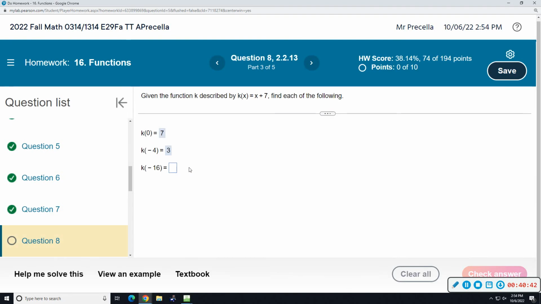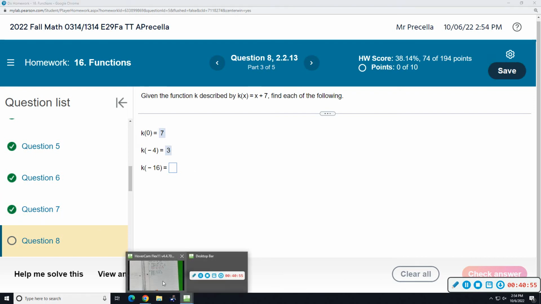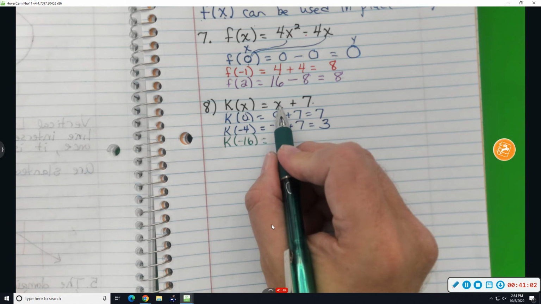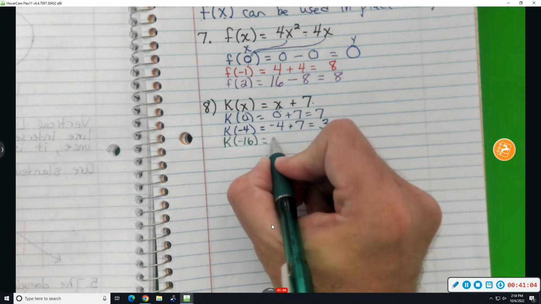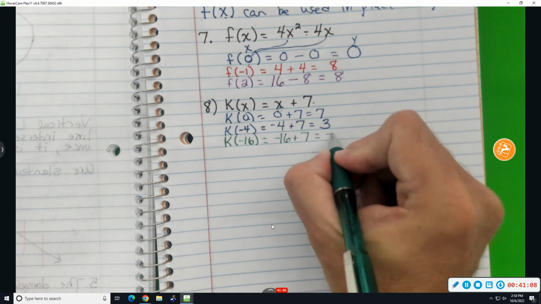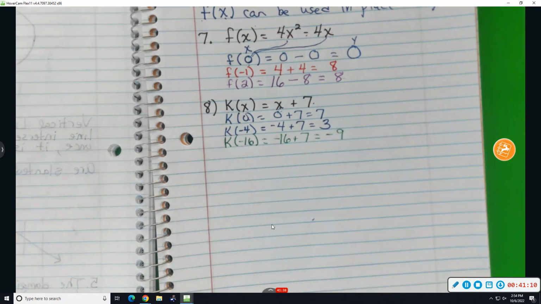K of negative 16, is that what it says? So it's negative 16 plus 7, which will equal negative 9. I bet most of y'all can probably do what he's doing without me writing it all down. I'm trying to show the thought. I'm plugging the negative 16 in for x. Negative 16 plus 7 equals negative 9.